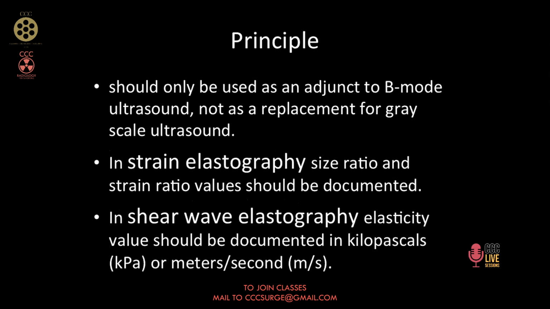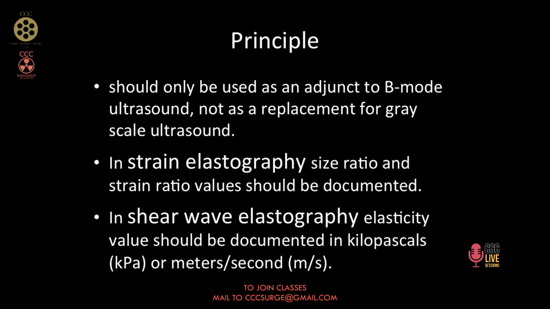And in elastogram, there are two different techniques. You forget about the strain elastography and shear elastography. Just remember one thing, that we can add a color code to the lesion. I'm going to show you the color code. Red is a sign of rigidity and blue is a sign of elasticity. And if a lesion is red, that means it's malignant.